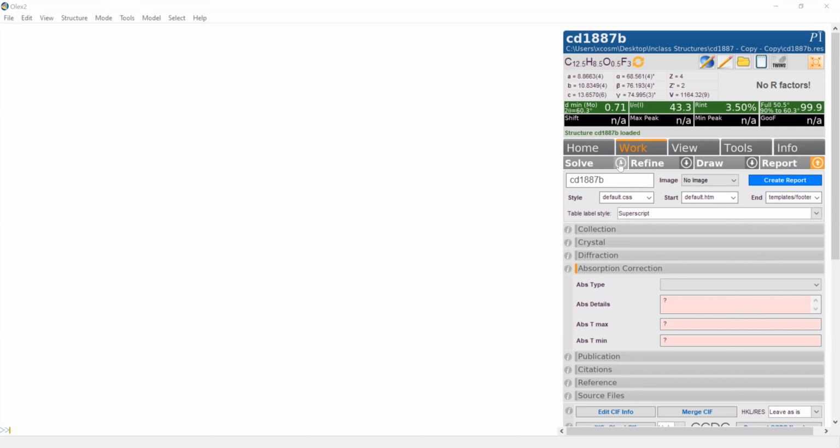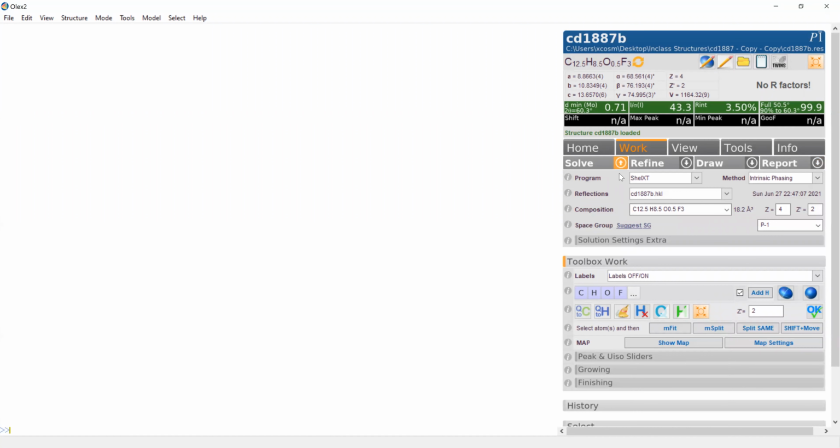So now we want to do a solve to get our initial model. And if you're using SHELX, use SHELX-T as well. Now, one thing you might want to see here is that our Z value is set to 4 and Z prime set to 2.